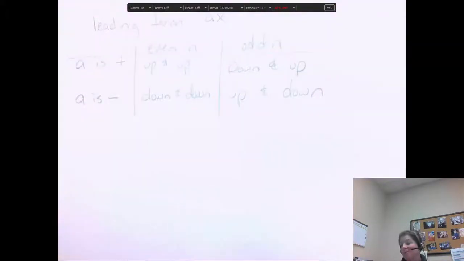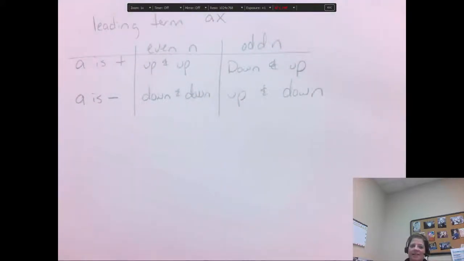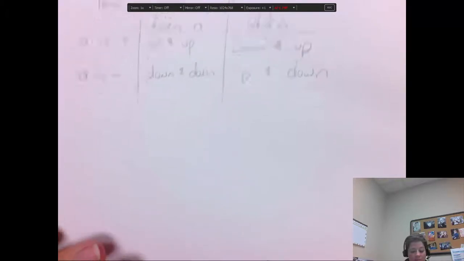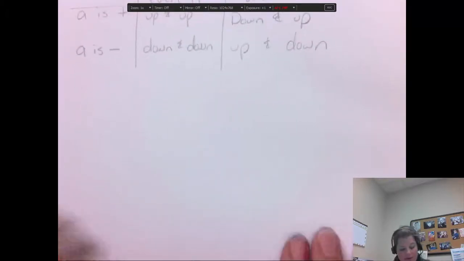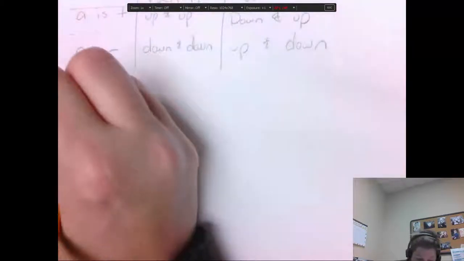So that's the rules. And that's all you have to look at is basically that leading term, if it's positive or negative, and if it's even or odd. And you kind of look at it from there. Let's do an example where we talk about the end behavior.